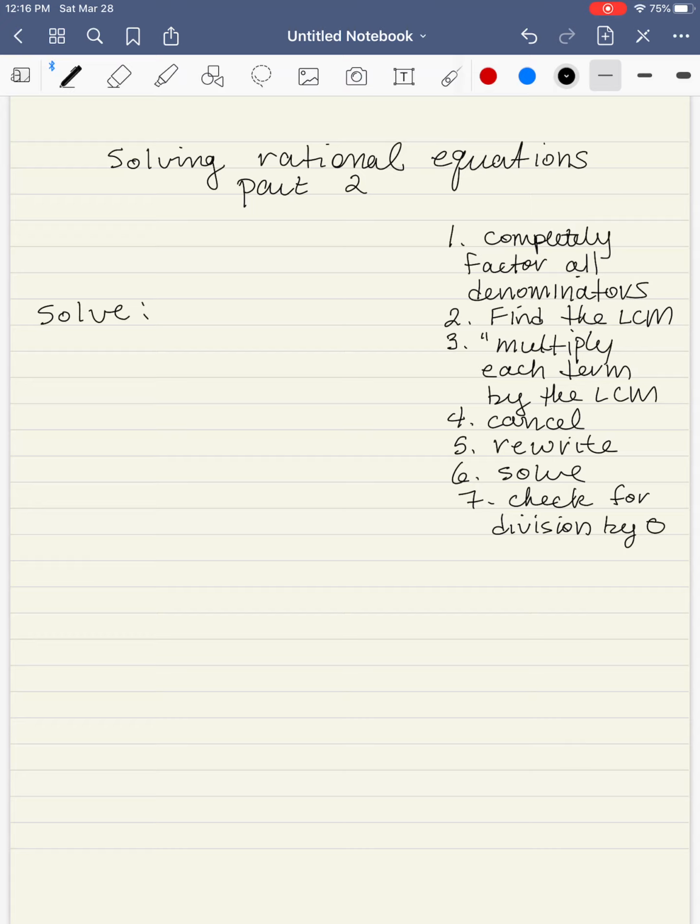And I'm going to use a different variable here. So in this case, we're finding the values of a. So we have a divided by 3a minus 12, minus 4 over a squared minus 8a plus 16, equals a minus 3 over 4a minus 16.